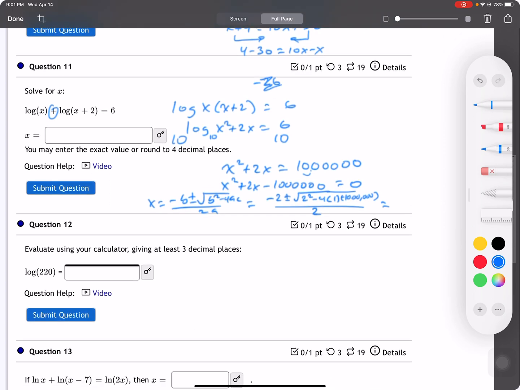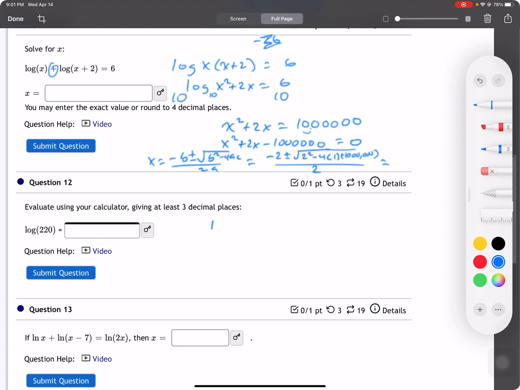Evaluate using your calculator, giving at least 3 decimal places. What's the log of 220? So on your calculator, you should have a log button. Now remember, since it doesn't say anything, this is a common log, so you're going to use log base 10. And that's it, that's just a calculator answer.